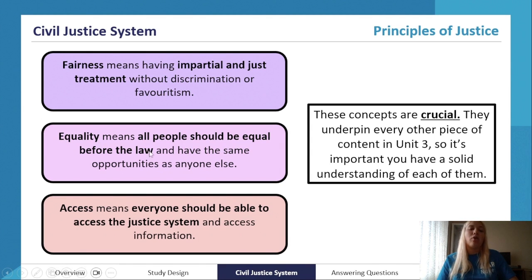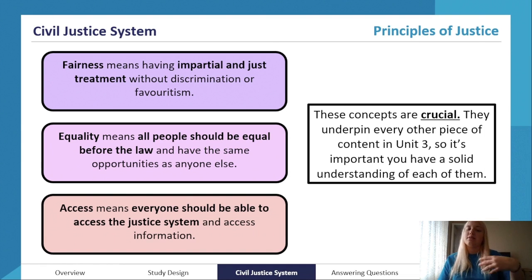Equality, on the other hand, means that all people should be, it says equal, but we need to use different words. They should be treated the same before the law and have similar opportunities as anyone else. That second part of the definition isn't necessarily important, but all people should be treated the same before the law. So, the same rules of evidence and procedure in court apply to everyone. No one is treated better or worse for the fact that they have some kind of attributes or personal characteristics.